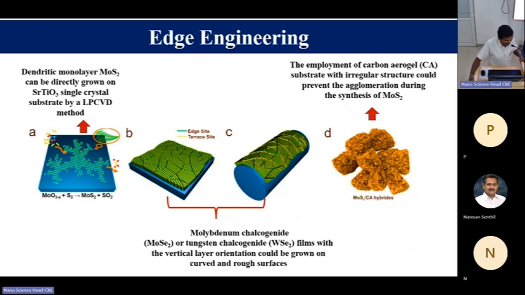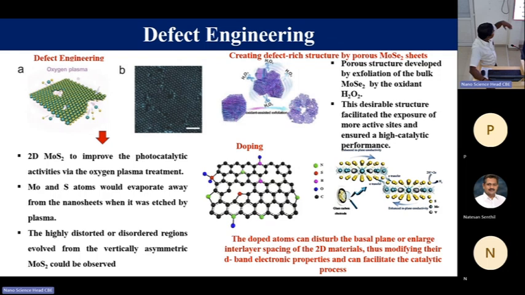Okay. Maybe in that way I can skip a few slides. Next slide. This is edge engineering, what I mentioned in the previous one: how edge engineering is happening. Now this is defect engineering: how the defect will be created, and from that how the functional properties of the material will be strengthened. For example, when you are performing your research, you don't have to do all the characterization.